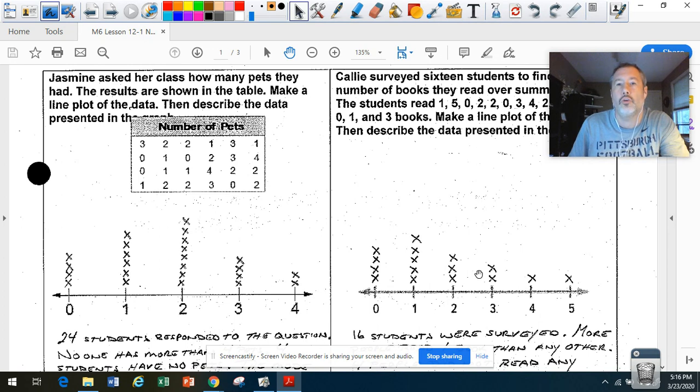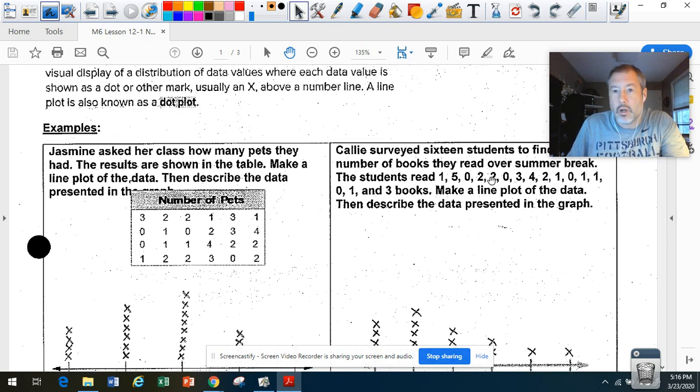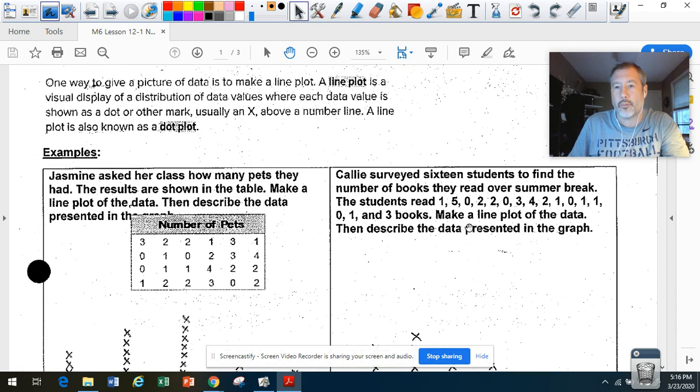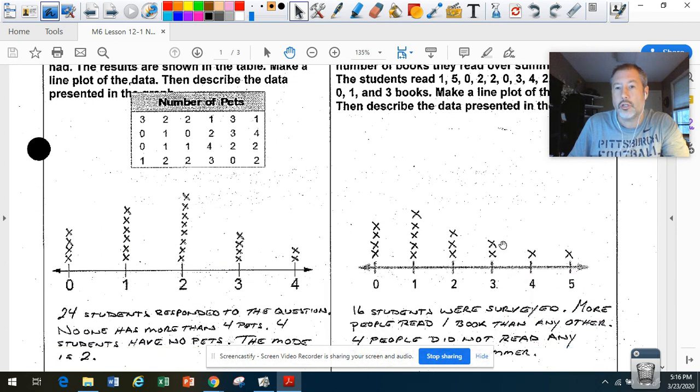Okay, let's go with 2 books. I have 1, 2, 3, only 3 students who read 2 books. So 3 X's above the number 2, which means we have 3 students who read 2 books. The number 3, how many students read 3 books? So we got 1, 2, only 2 students read 3 books. 1, 2, good to go there.